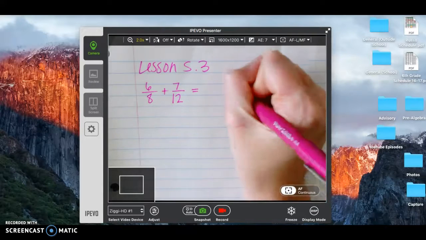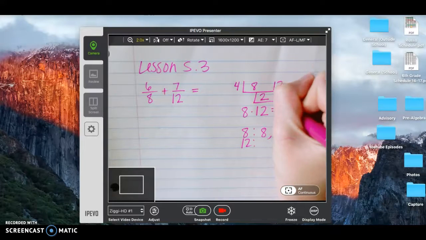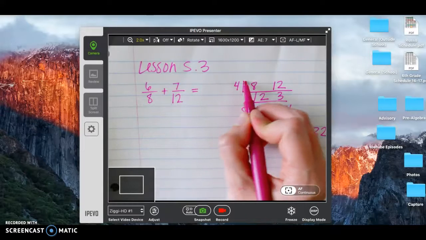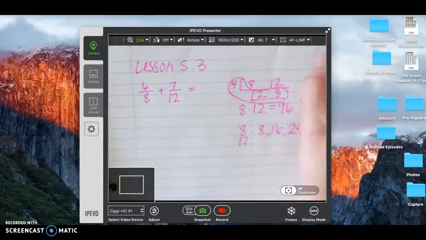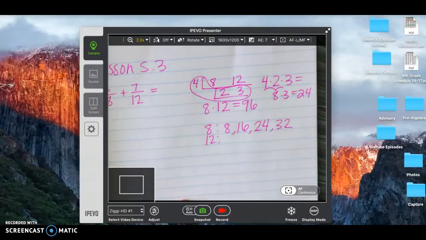So 8 and 12 are going to have a 4 in common. 8 divided by 4 is 2. 12 divided by 4 is 3. So I'm left with a 2 and a 3. They don't have anything in common. So I know that this is going to be my LCM. So 4 times 2 times 3. 4 times 2 is 8. 8 times 3 is 24. So 24 will be my common denominator.